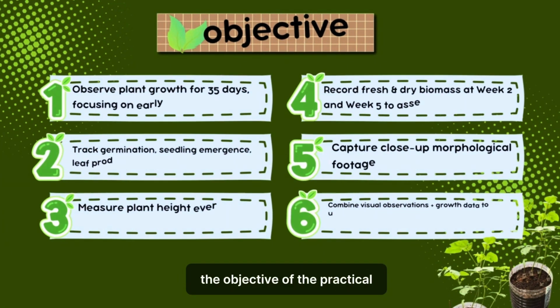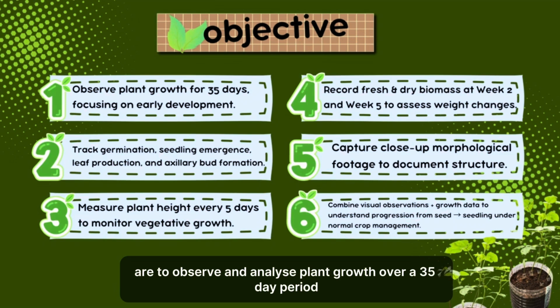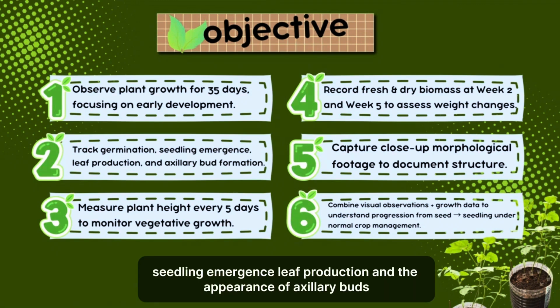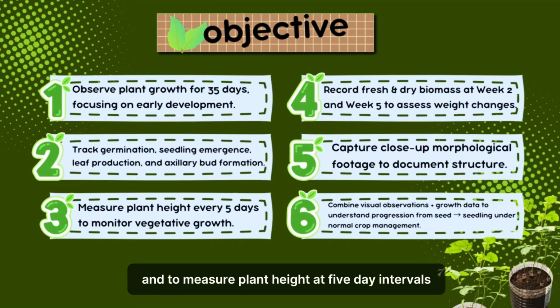The objective of the practical is to observe and analyze plant growth over a 35-day period, focusing on early developmental stages, then to monitor germination, seedling emergence, leaf production and the appearance of axillary buds, and to measure plant height at 5-day intervals to track vegetative growth patterns.